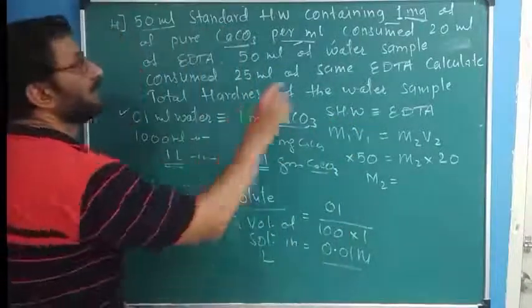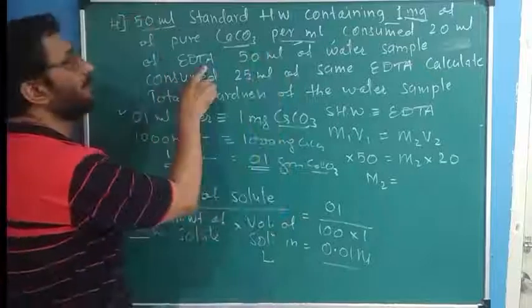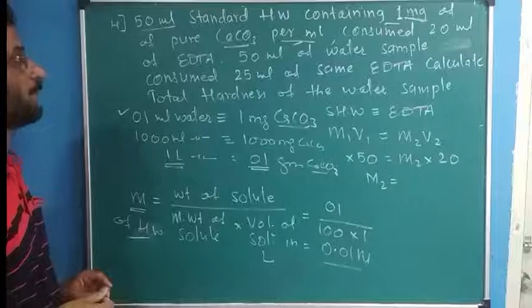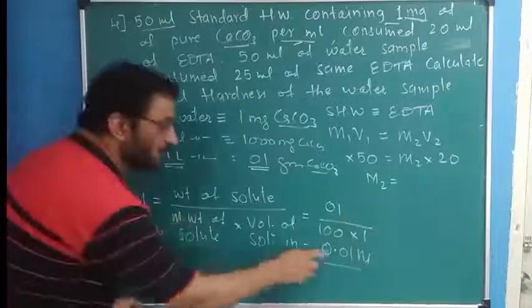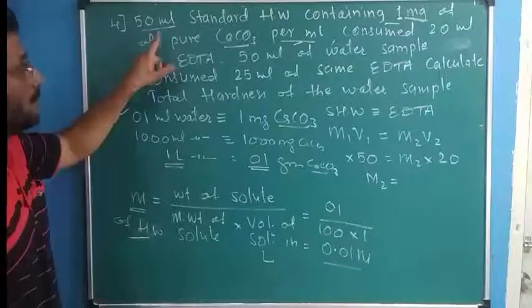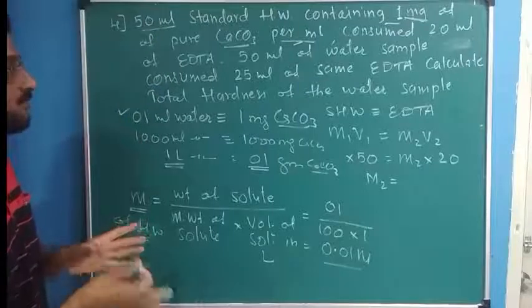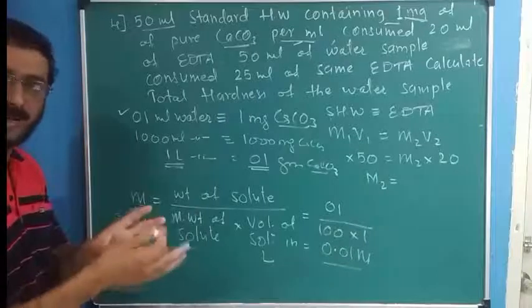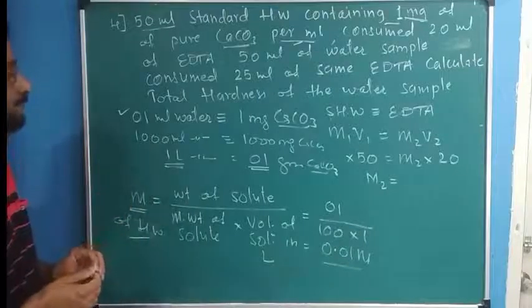Now it consumes 20 ml of EDTA. Full stop. It consumes 20 ml of EDTA. So this water having this concentration has consumed 20 ml. How much volume have they taken? 50 ml they have taken. They prepared a liter, say, but 50 ml they have taken.